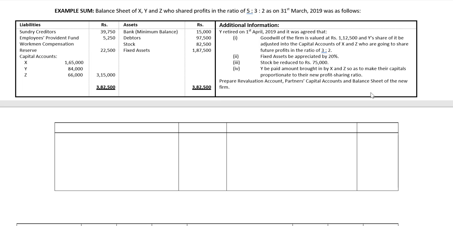So the point 4, which says Y is to be paid through amount brought in by X and Z so as to make their capitals proportionate to their new profit sharing ratio, tells us that it's the fourth method of adjustment of capital at the time of retirement of partner. So we'll begin with the revaluation account, go on to the partners' capital accounts, and then the balance sheet. We'll do the working notes after the balance sheet. Solution.